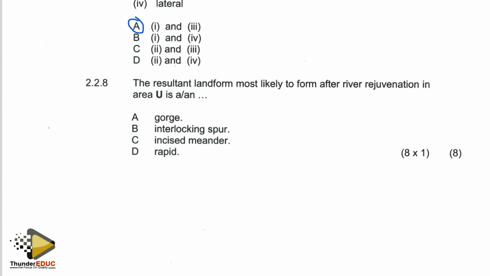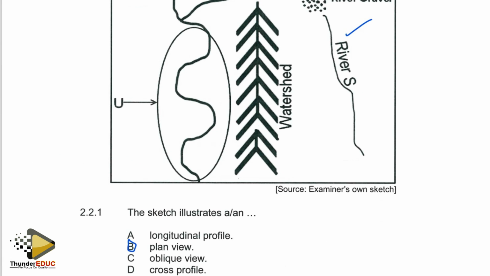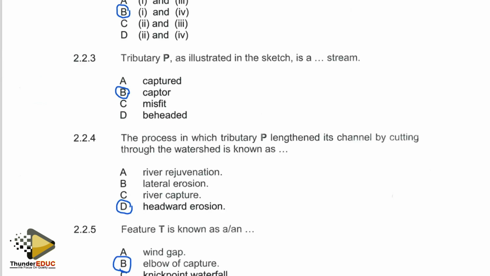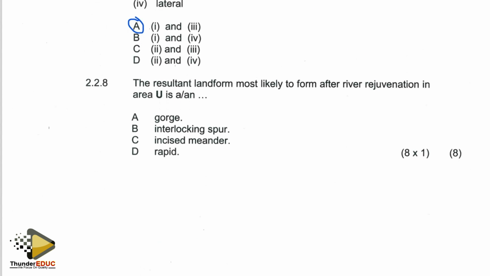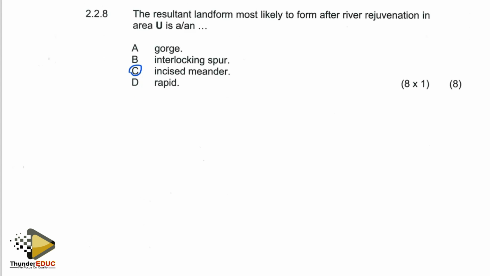The resultant landform most likely to form after rejuvenation in area U is A or N. Right, let's go to area U and try to analyze what landform is likely to form. This area marked U here, you can see this river is winding, is meandering around this area. So when there is rejuvenation, the river rejuvenates and already the channel was meandering. What is the likely landform that is going to form in that particular part of the river? Definitely the correct response here, we are going to have incised meanders forming over that area.